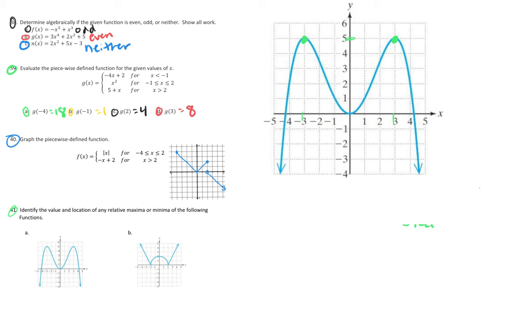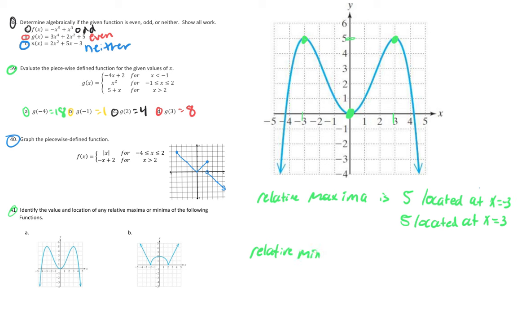Then minima are valleys. So the only one that occurs there is at 0, 0. So relative minima is the y value 0 located at x equals 0.